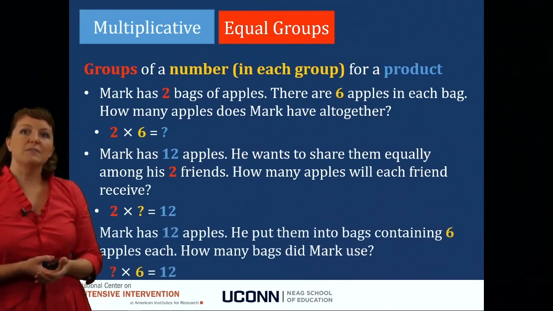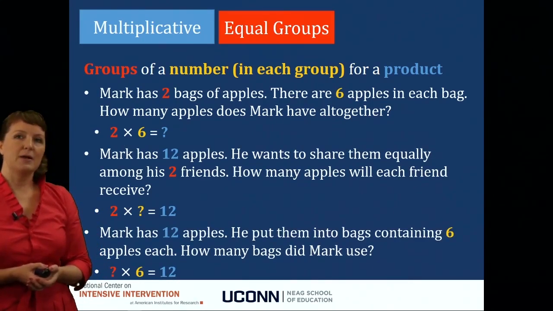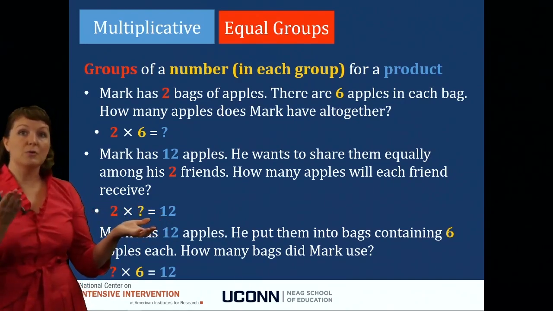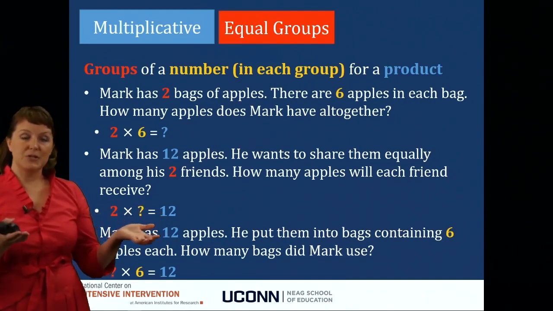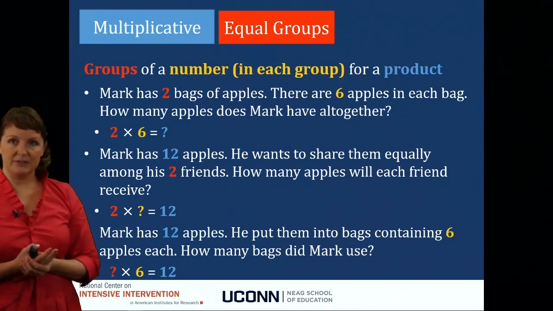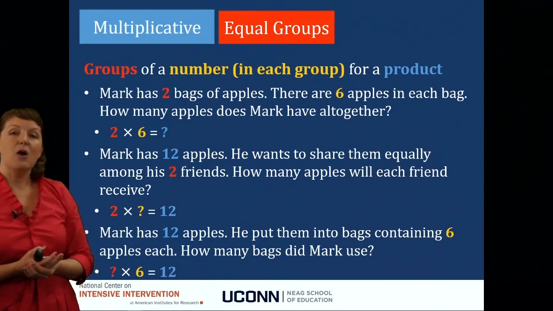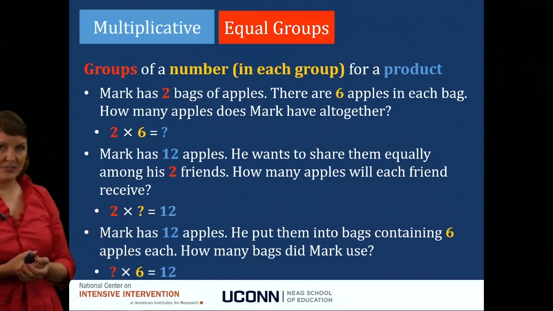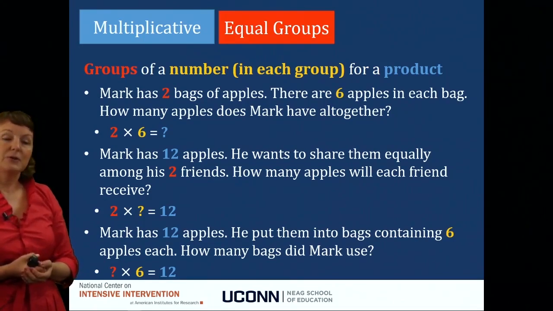But we can also think of equal groups problems written in this way. Mark has 12 apples. He wants to share them equally among 2 friends. How many apples will each friend get? So there we're given the groups and the product, and we have to figure out the number that goes in each group. Or Mark has 12 apples. He puts them into bags containing 6 apples each. How many bags did Mark use? So in that question, we're asked about the groups.